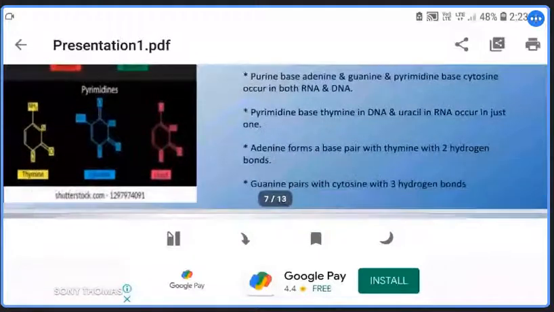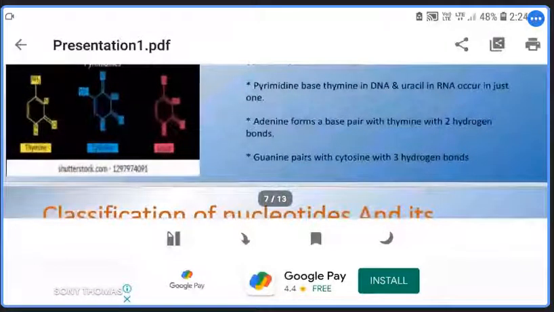Adenine forms a base pair with thymine with 2 hydrogen bonds. Guanine pairs with cytosine with 3 hydrogen bonds.